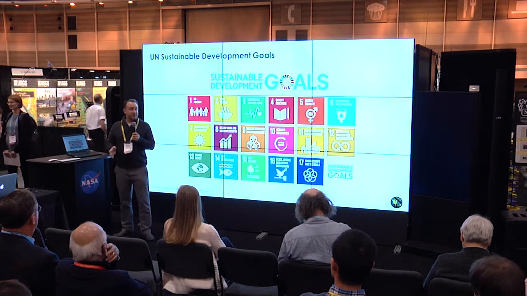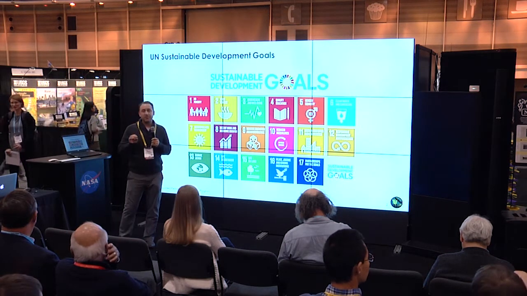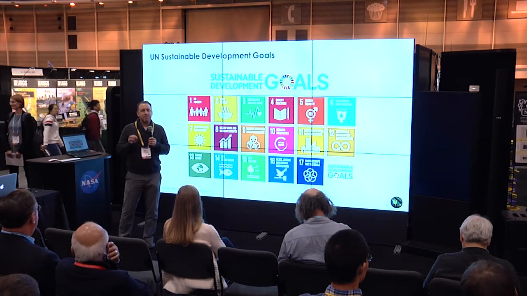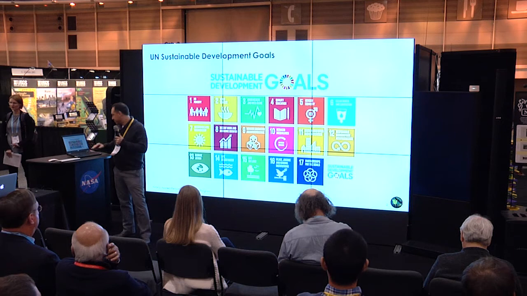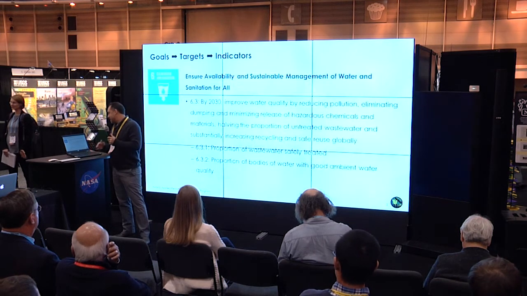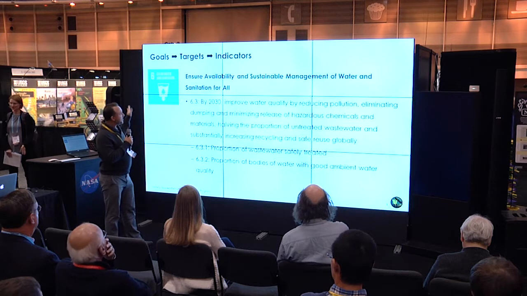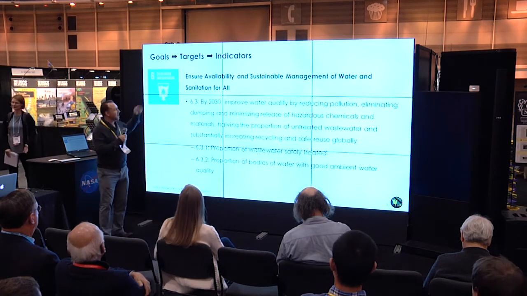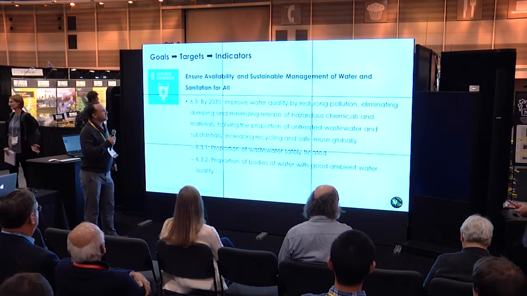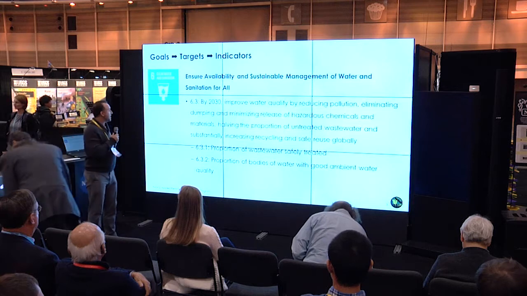And Earth observation, satellite imagery, or remote sensing can be very useful in order to implement, monitor, and make sure that we can see these goals through fruition. So how are we going to get there? How are we going to achieve these goals? For instance, goal 6, to ensure availability of sustainable management of water and sanitation for all, or water quality.